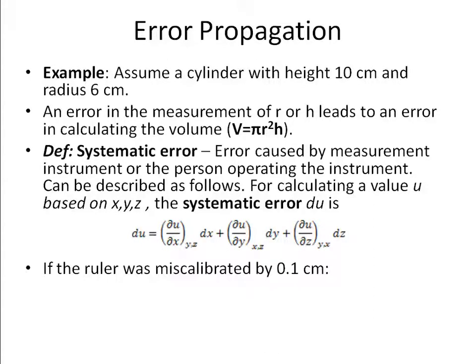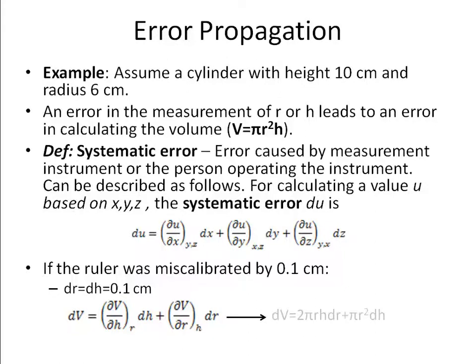So for example, if the ruler was miscalibrated by 0.1 centimeters, the dr in this case and the dh are basically where the miscalibrations are, the error associated with it. Both of those would be 0.1 centimeters. And for the volume calculation, dV, the error in the volume calculation is partial V partial H times dH plus partial V partial R times dr.